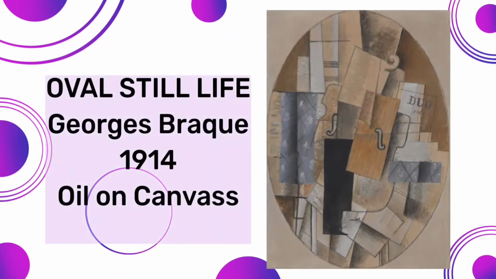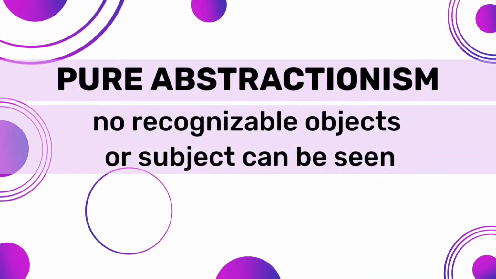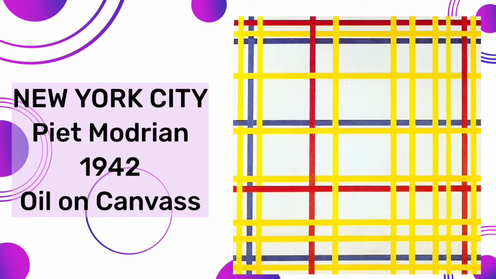So let's take a look at this artwork made by Jorge Brock entitled Oval Still Life. So we can still see some objects like the violin, doors, and some other stuff. The second one is called pure abstractionism, where no recognizable objects or subject can be seen. Let's take a look at Piet Mondrian's painting, which is entitled New York City. So as we can see, there is no recognizable object seen, but just lines and colors to represent his subject.